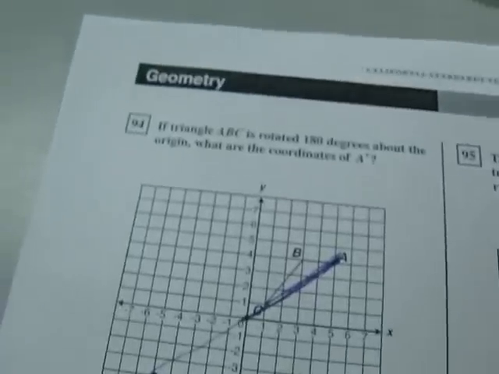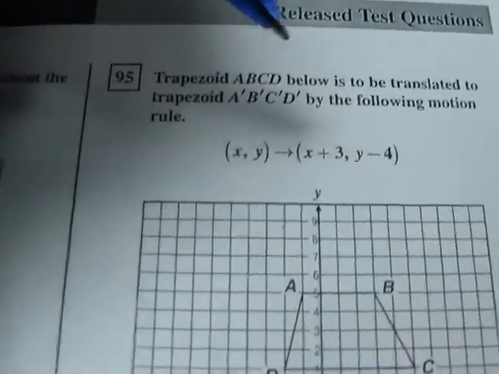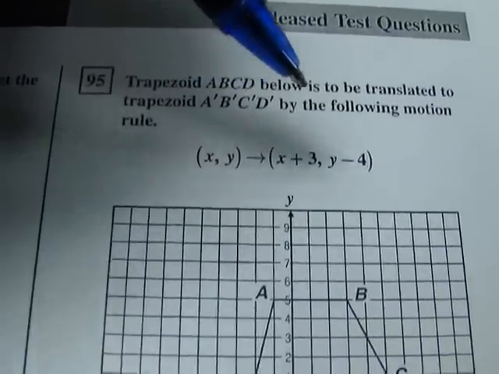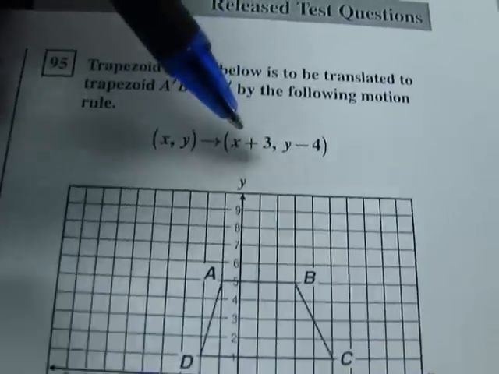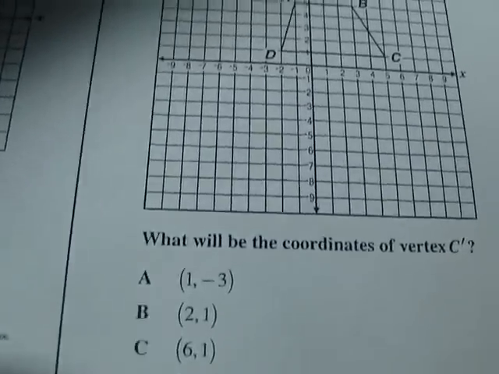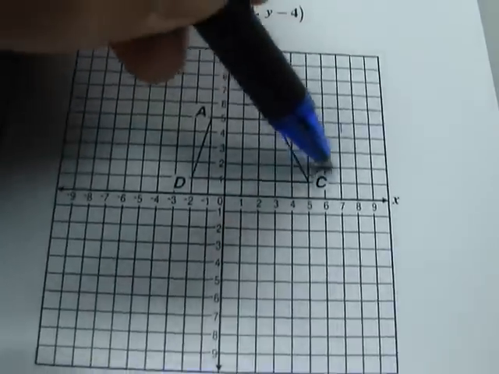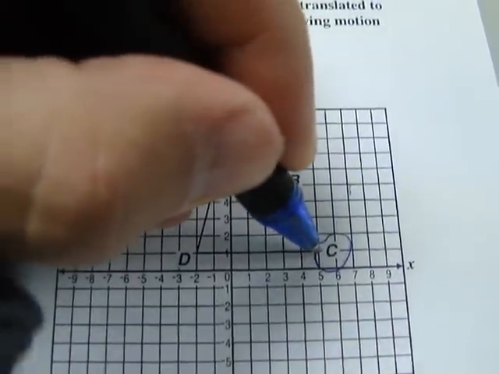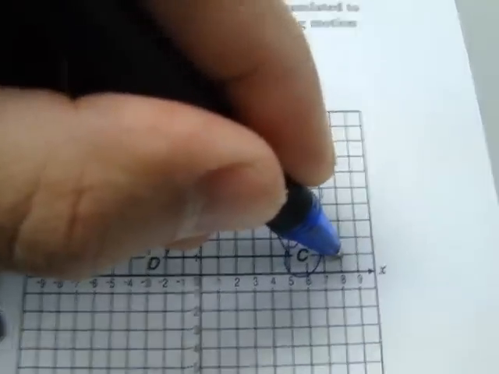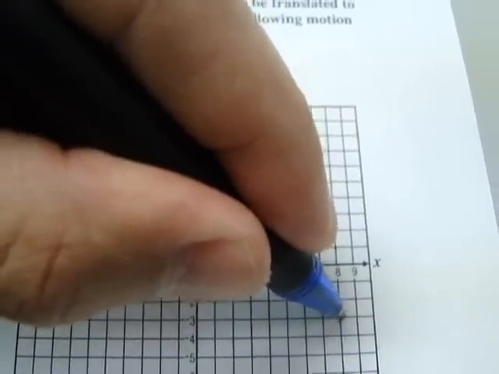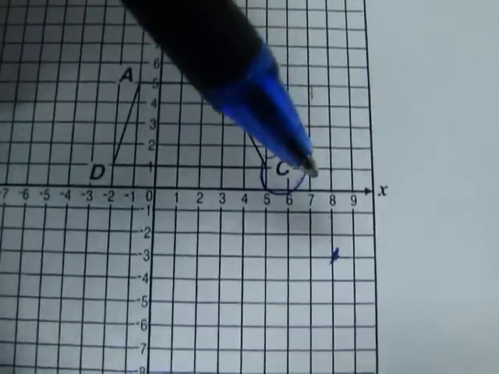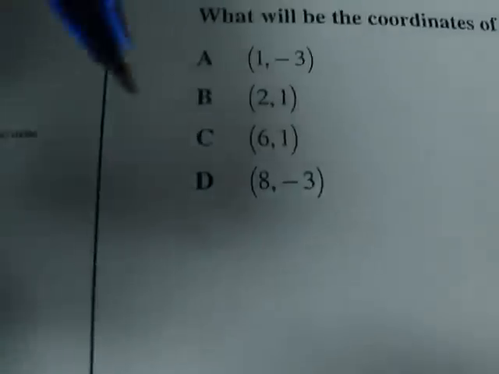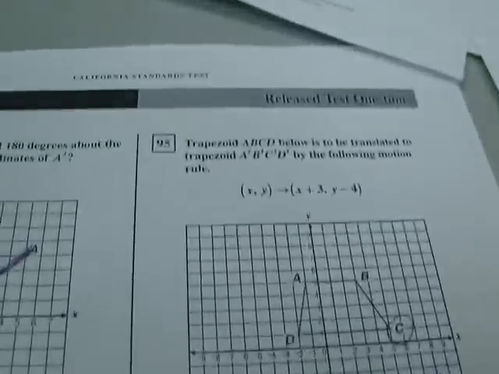A. That's 94. Number 95. Trapezoid ABCD below is translated to trapezoid A prime, B prime, C prime, D prime by the following motion rule: x plus 3, y minus 4. What will be the coordinates of vertex C prime? Let's take C and put it into x plus 3, y minus 4. X plus 3 will be 3 to the right, 1, 2, 3. Y minus 4 will be 1, 2, 3, 4 down. That's going to be (8, negative 3) for C prime. There you have it. It's D. That was problem 95.